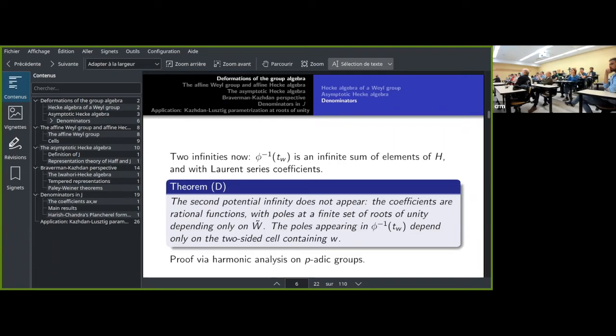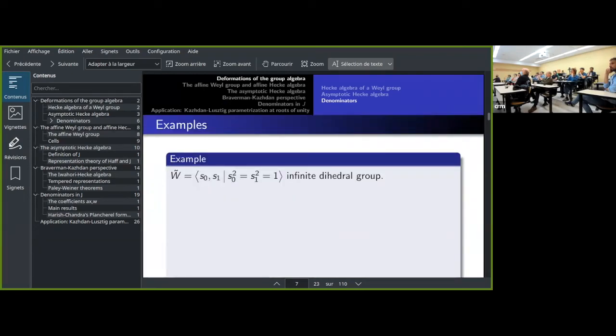So the proof is actually via harmonic analysis on p-adic groups, as you might guess from the title. An example for, say, p-adic SL2, the affine Weyl group is just the infinite dihedral group. And what do these elements of J look like? Well, they look like infinite linear combinations like this. So in particular, the coefficients are rational functions, and the denominators are all the same.